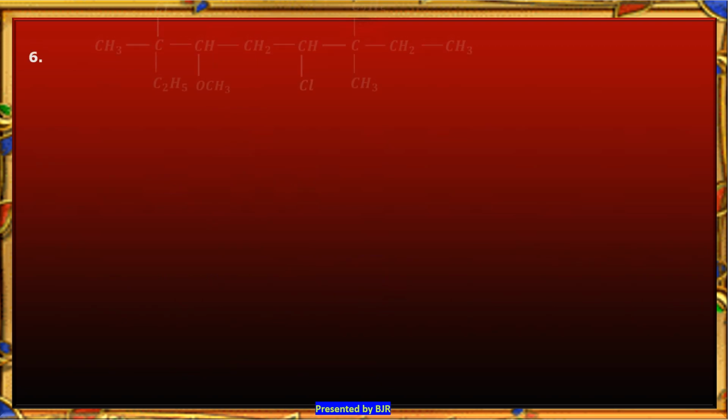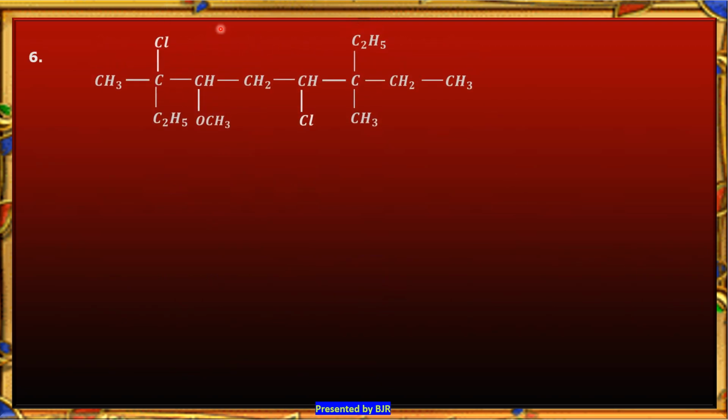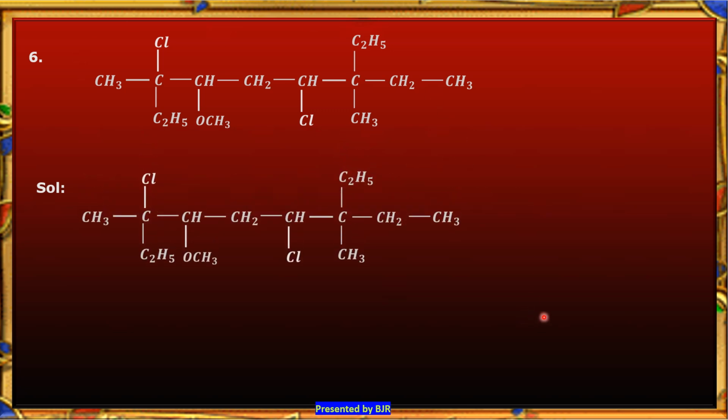Next, problem number 6. So this is one alkane to which we have to provide the IUPAC name. A little bit complex organic compound because it contains many substituents. So let us provide the IUPAC name to this compound. Okay, so this is the longest chain of carbon atoms.